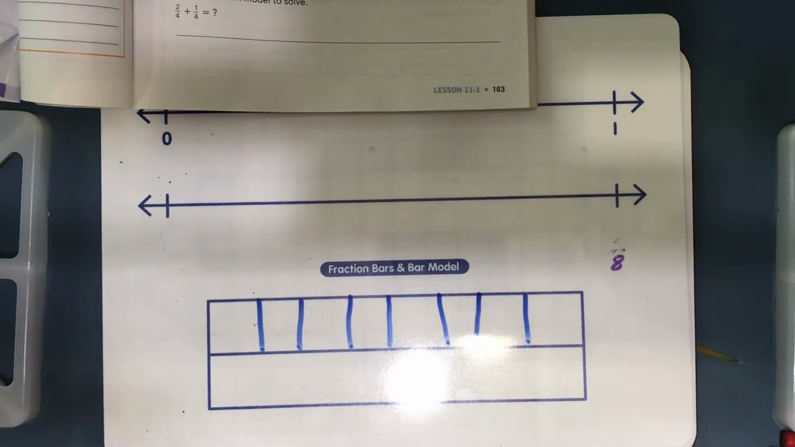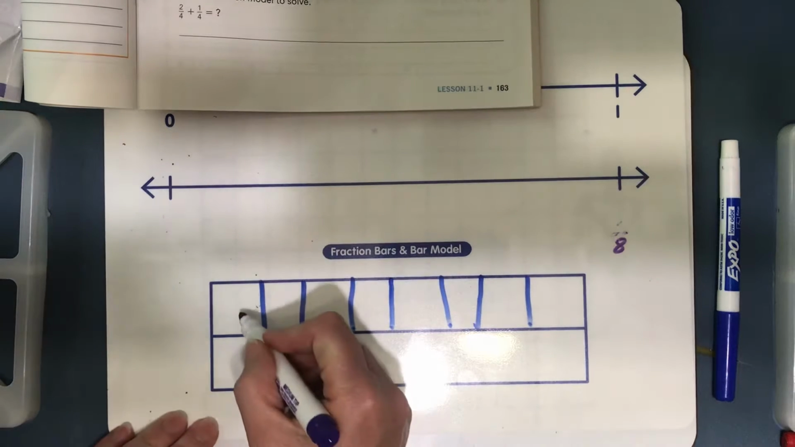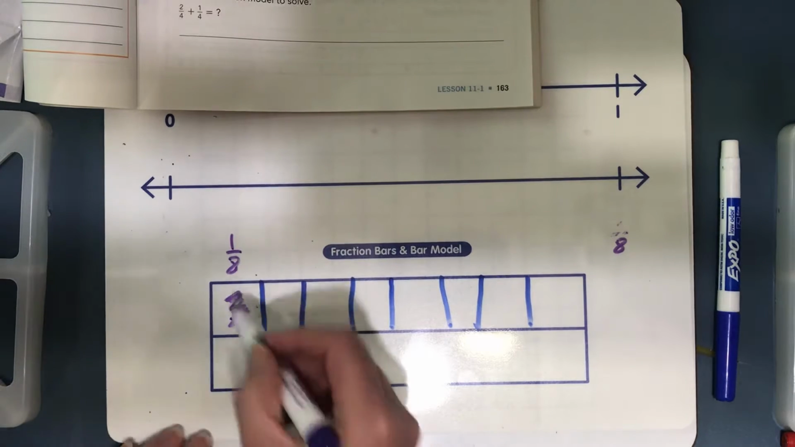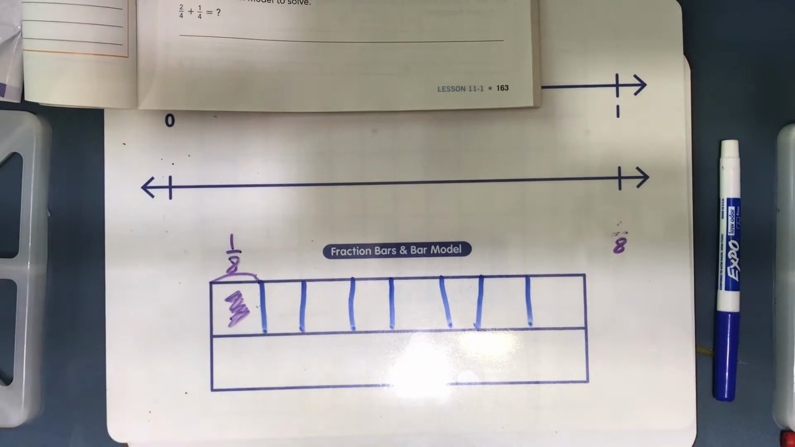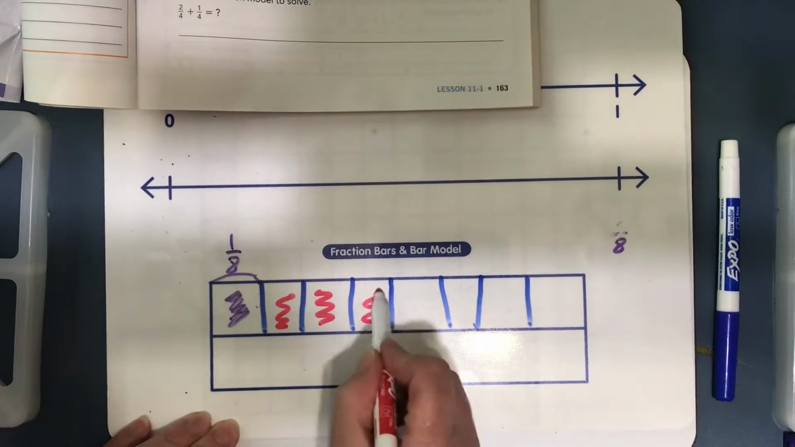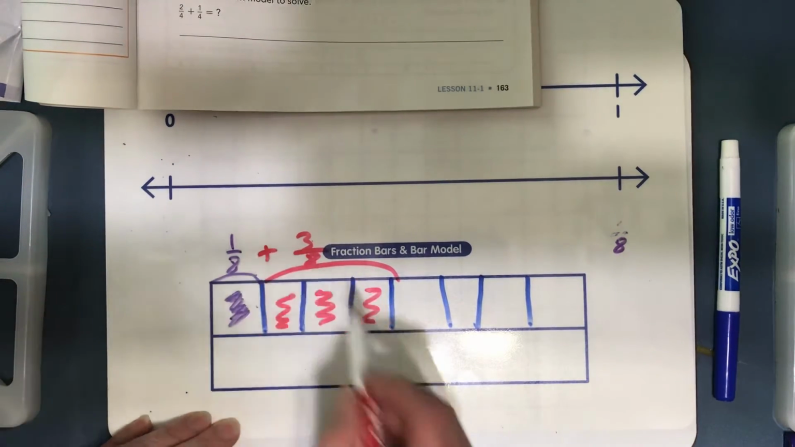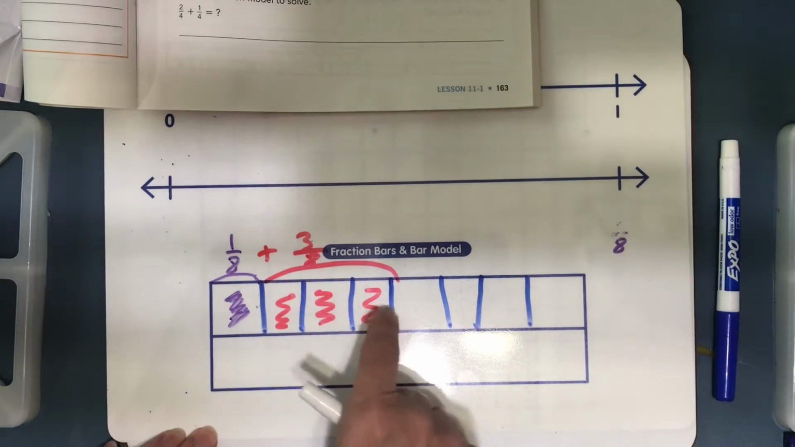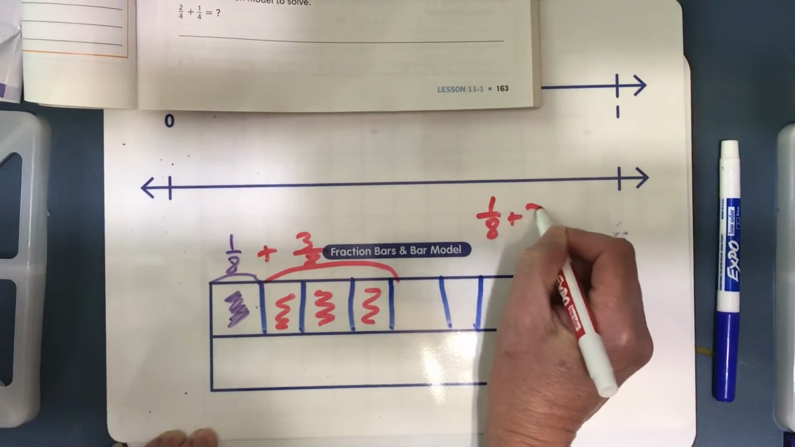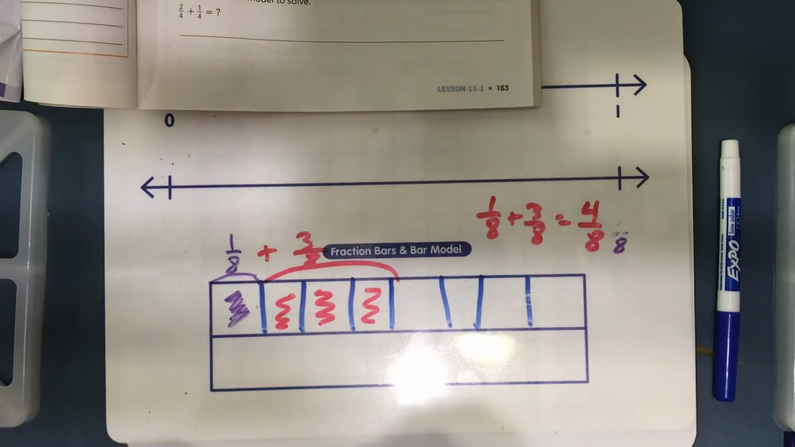Okay, and then I'm adding 1/8 plus 3/8. So I'm going to shade in 1/8 with one color. That's 1/8. And then I'm going to shade in 3/8 with a different color. Here's 1/8, 1/8, 1/8. That's 3/8. Okay, so I'm adding 1/8 plus 3/8, and I just count, and I have 1, 2, 3, 4. 4/8 shaded in. So 1/8 plus 3/8 equals 4/8. That's how you use a model to solve that.